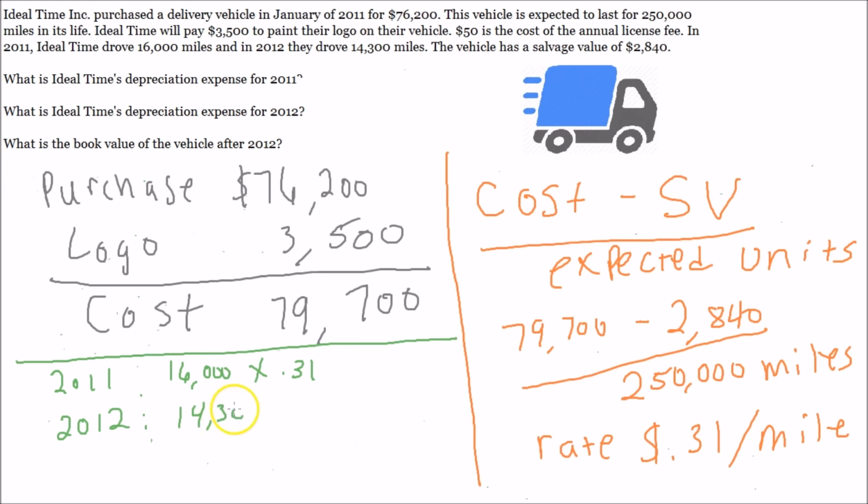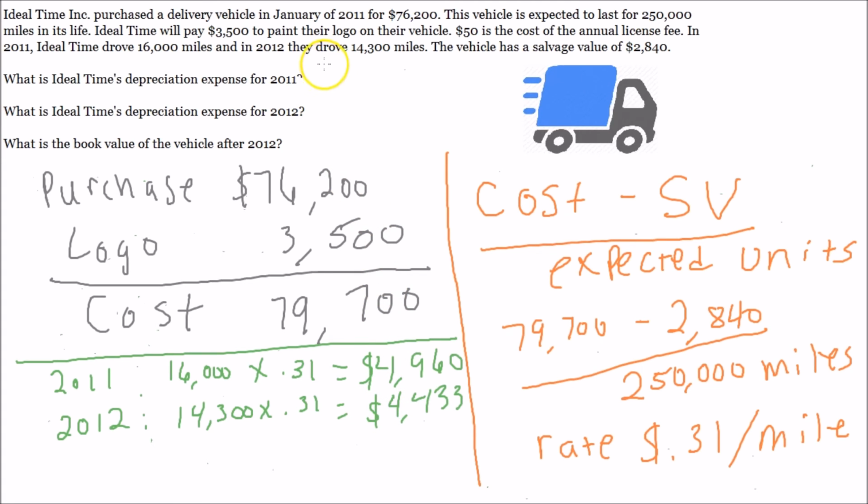2012, 14,300 times 31 cents. So let's see what we get here. And again, I rounded up on that rate to 31 cents. $4,960, that's how much you depreciated in 2011. In 2012, you depreciated at 14,300 times 31 cents. So that is your depreciation expense for 2012. And there you go. This is your depreciation expense for each of those years.